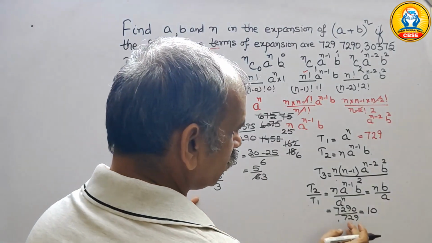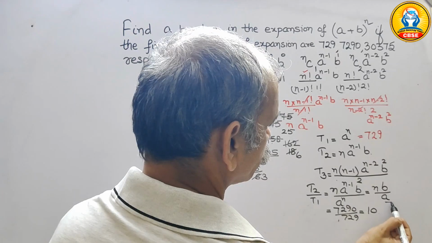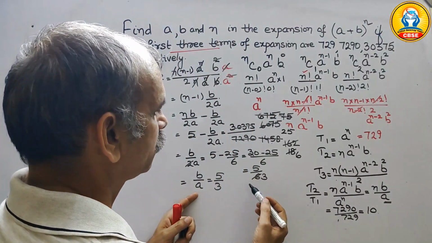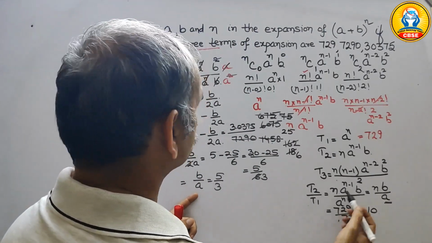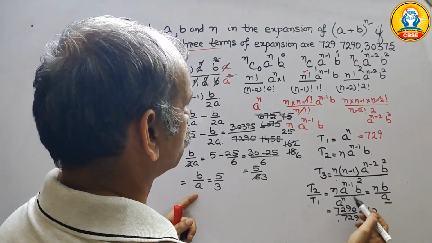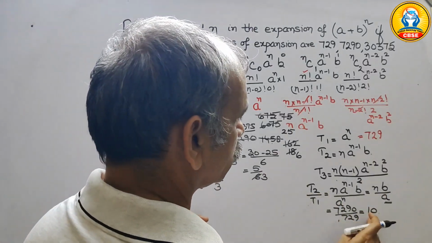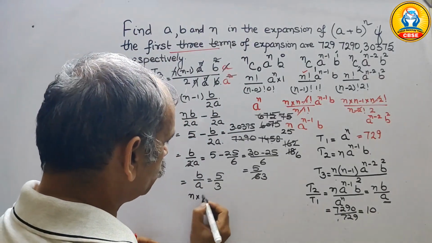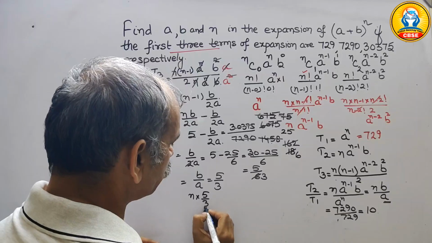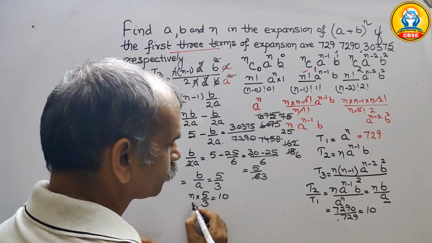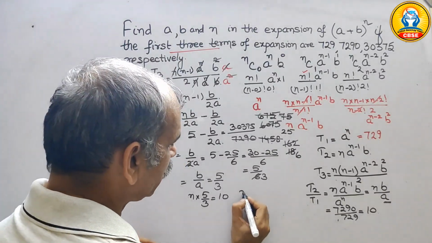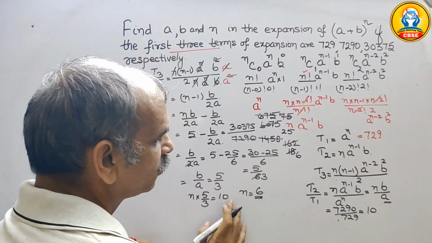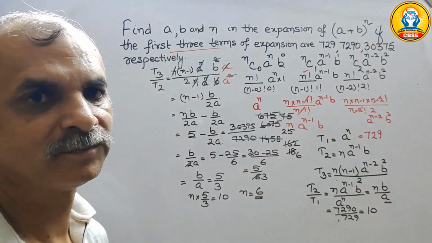Now substitute this value here. Or you can say, where we have written 10. This is 10. Here. That means n into 5 by 3 is equal to 10. So this will be n is equal to 30 by 5 is 6. So we got 6.